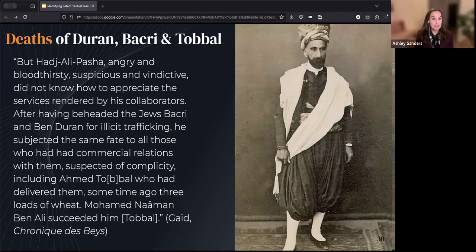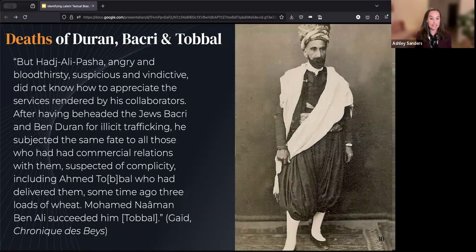So Gaid writes in his account, now he was the Algerian author writing in the 20th century, but in the French language. He writes, but Hajj Ali Pasha, angry and bloodthirsty, suspicious and vindictive, did not know how to appreciate the services rendered by his collaborators. After having beheaded the Jews, Bakri and Ben Duran for illicit trafficking, he subjected the same fate to all those who had commercial relations with them. Suspected of complicity, including Ahmed Tobal, who had delivered them some time ago 3 loads of wheat.